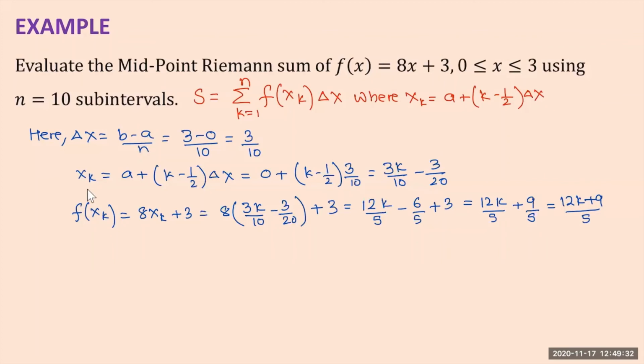We got delta x, we got x k, and then we got f of x k. Once we have everything ready, we can plug in here and we get the value of the Riemann sum. So now let's do that. Now your Riemann sum is approximately equal to summation k equal to 1 through n. In this case, n is equal to 10. We got f of x k here, which is 12k plus 9 divided by 5. And then we have to multiply this by delta x. We got delta x here, which is 3 over 10.